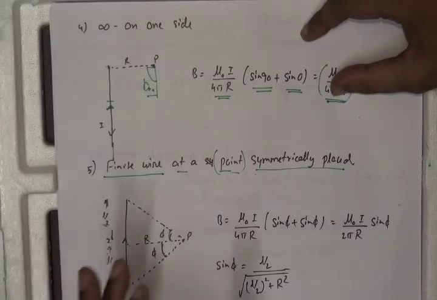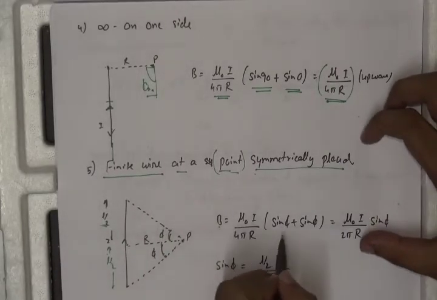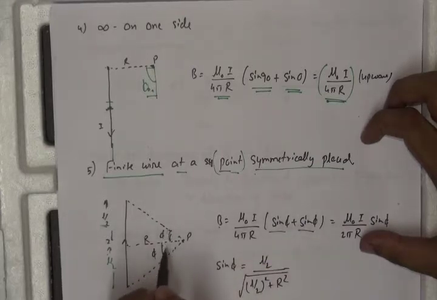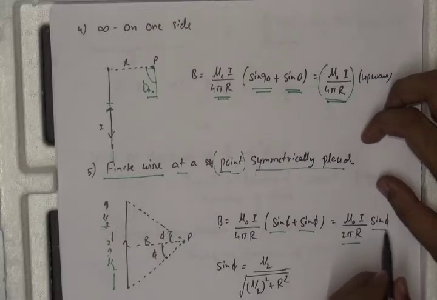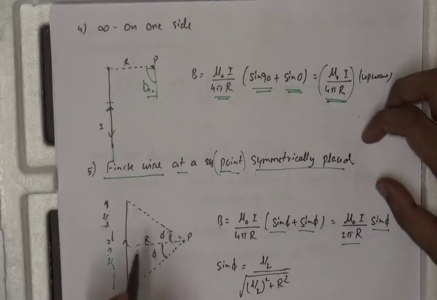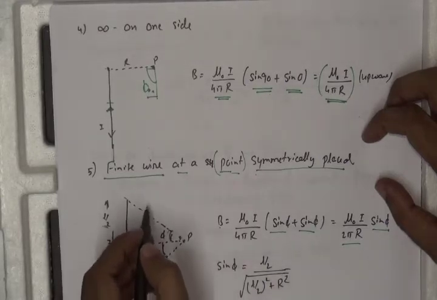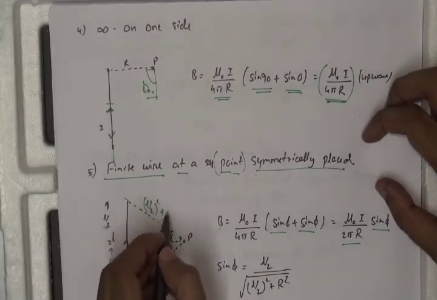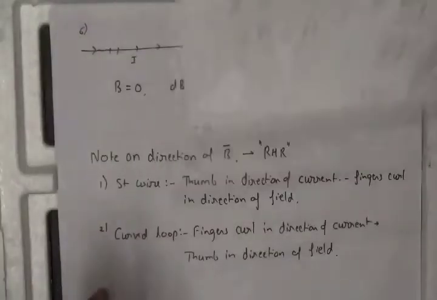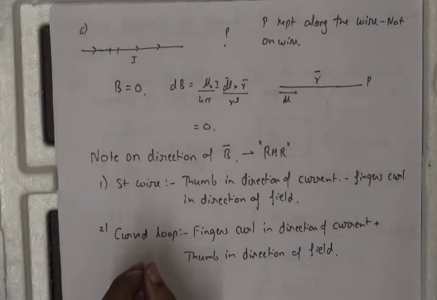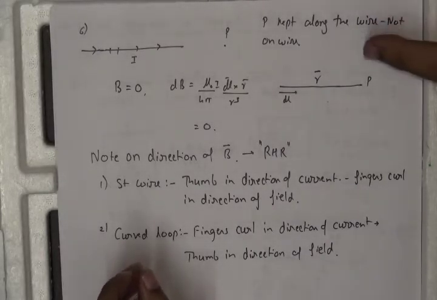We simply have to apply the formula. B is equal to μ₀I upon 4πr into (sin phi + sin phi). This angle is phi, this angle is phi, and that will be equal to μ₀I upon 2πr into sin phi, where sin phi will be equal to this side upon this side. This side is L by 2, and this side will be equal to the square root of (L by 2) whole square plus r square. So the same formula we can apply in different cases to find the magnetic field.